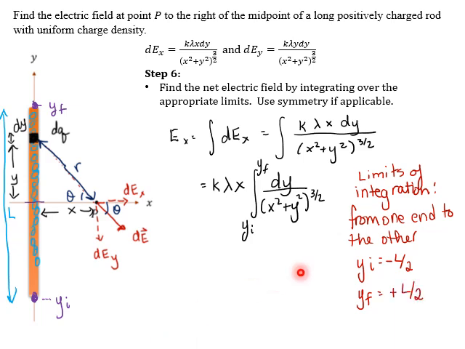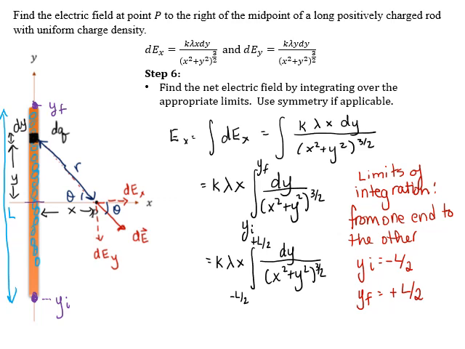Sometimes people get a little astray here and they want to put the limits in as 0 to L, but that just doesn't match the picture. The bottom of the rod is not at y equals 0 because y equals 0 is at the middle of the rod. So your limits have to match the geometry of what you drew in your picture. Okay, so let's add that into our expression. So our integral is now k times lambda times x, integrating from minus L over 2 to plus L over 2, dy over x squared plus y squared to the 3 over 2.